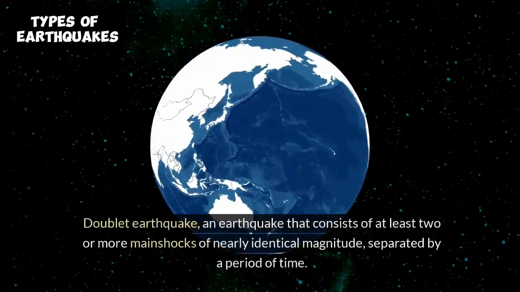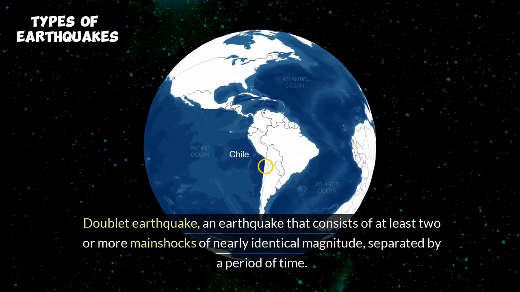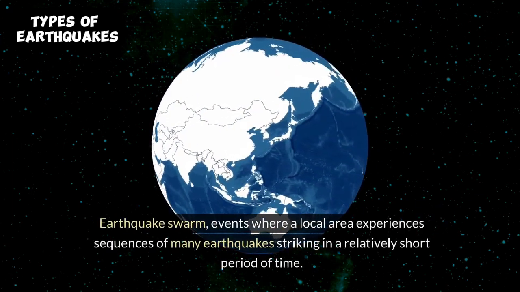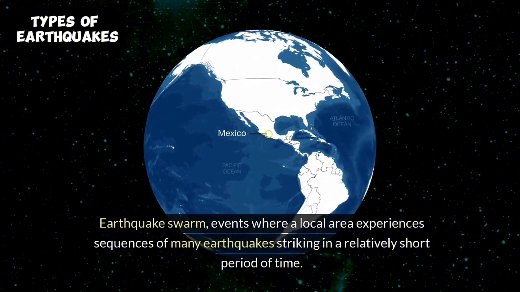Doublet earthquake, an earthquake that consists of at least two or more main shocks of nearly identical magnitude, separated by a period of time. E. Earthquake swarm, events where a local area experiences sequences of many earthquakes striking in a relatively short period of time.